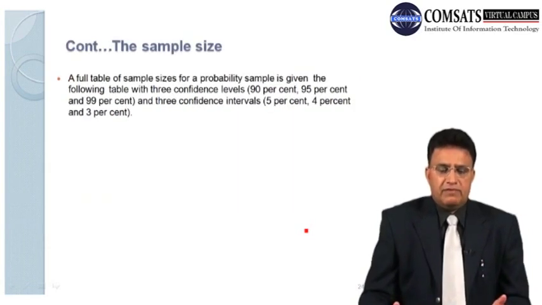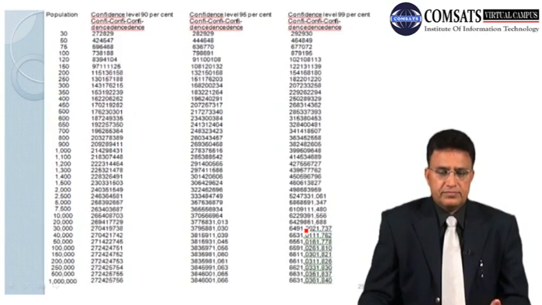A full table of sample sizes for a probability sample is given in the following slide, with the three confidence levels just mentioned, 90%, 95%, or 99%, and three confidence intervals, 5%, 4%, and 3%. Let's have a look. So you have the population in the extreme left-hand column, and your confidence level of 90% in the second column, confidence level of 95% in the third column, and confidence level of 99% shown in the extreme right column.